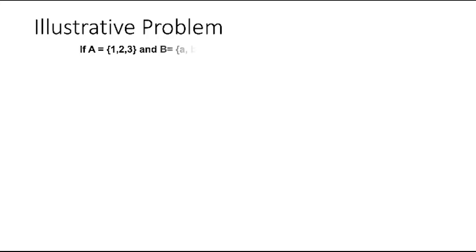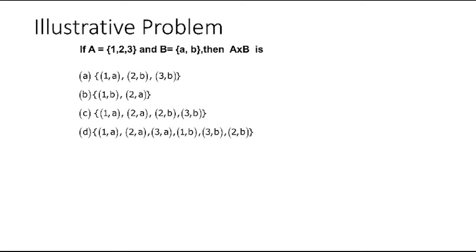With the example we can go. A is {1, 2, 3} and B is {a, b}. So what is A cross B? Just directly you can go with the answer. How many elements are there? There must be 3 into 2, that is 6 elements. The other options don't have all the elements. So 1, 2, 3, 4, 5, 6: only option D gives you the 6 elements, and you can see the numbers also.